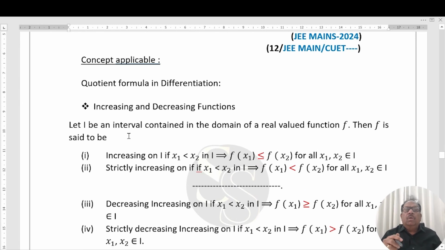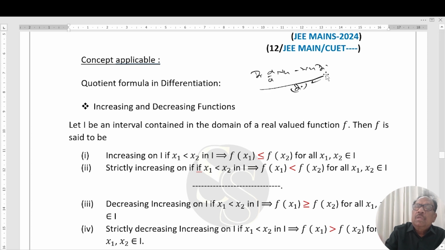The quotient formula you know: denominator times differentiation of numerator minus numerator times differentiation of denominator, over denominator whole square. This is simple. Increasing and decreasing function: if we are not going to differentiate it, f is increasing on interval I if x1 is less than x2 and f(x1) is less than or equal to f(x2), then strictly increasing if strict less than is there.